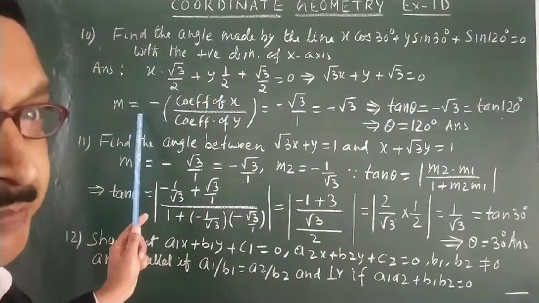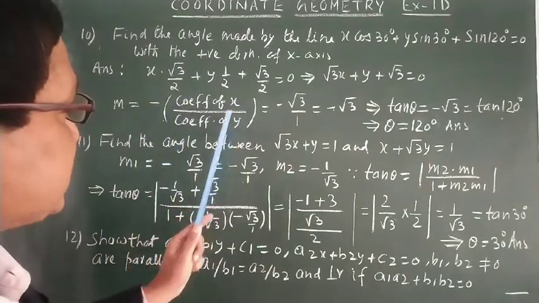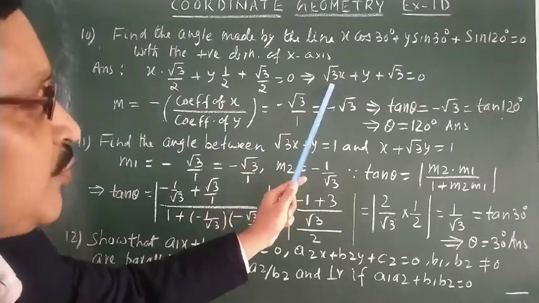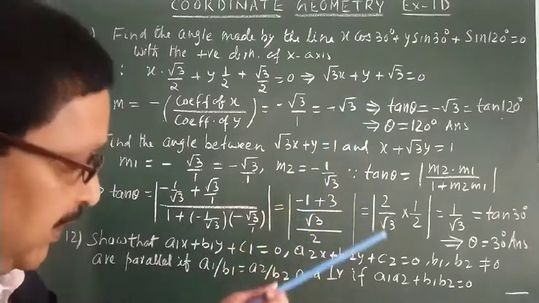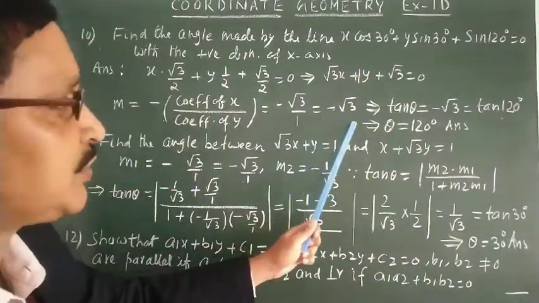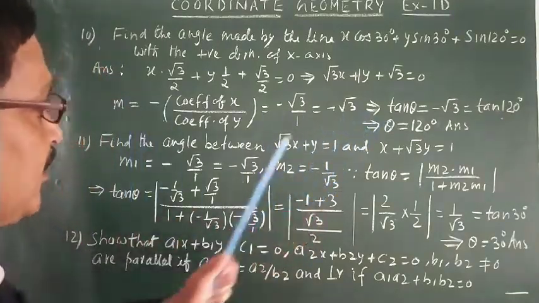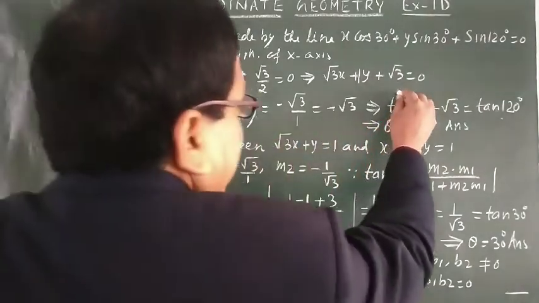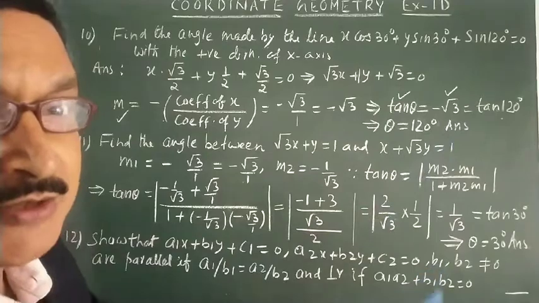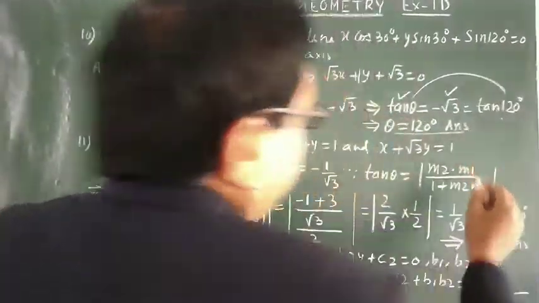Now slope m, the fastest rule to find the slope, negative of coefficient of x by coefficient of y. So the negative coefficient of x is root 3, coefficient of y is 1. So minus root 3 by 1, so this is minus root 3, but m is called tan theta. So this m stands for tan theta is equal to minus root 3 and minus root 3 stands for tan 120 degree. So by comparison theta is equal to 120 degree, answer.